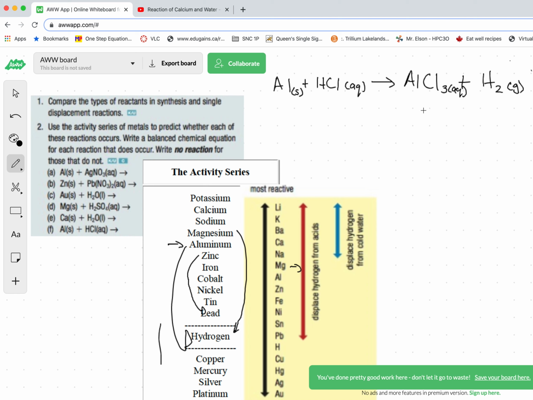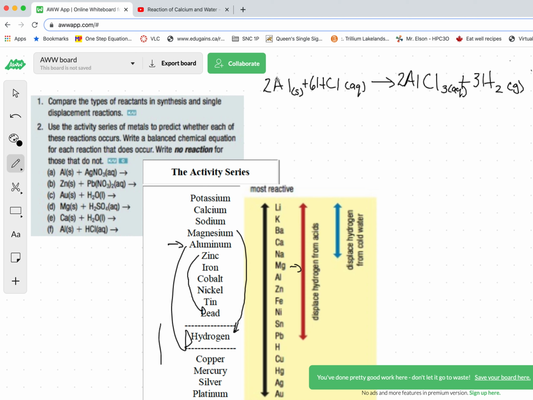So then from there, I just have to balance it. This one's a little trickier. I just guessed that eventually this chlorine was going to have to be 6 because it's our 2-3 rule, which we talked about. So I'm going to put a 6 here, which then means I can put a 2 in front of here. It gives me 6 chlorines, and then I can balance the hydrogens and the aluminums accordingly.